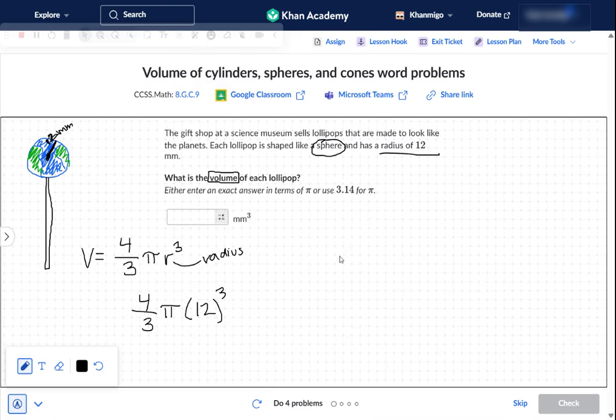And they do not give us a calculator here, but that's okay. I've got one. So let's check what that is. 12 cubed is 1,728. And then we're going to multiply that by 4 and also divide by 3. So times 4 divided by 3. And we get 2,304. And I'm going to leave it in terms of pi because they told us that's an option that we can do. And then that just saves us an extra step.